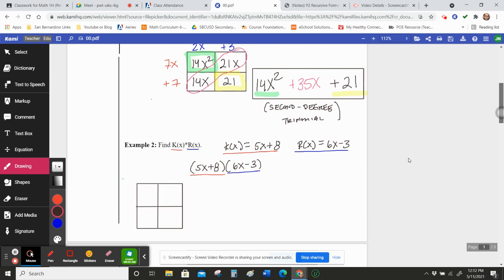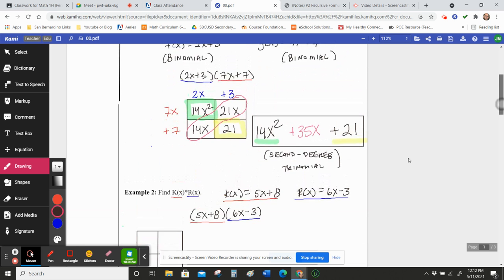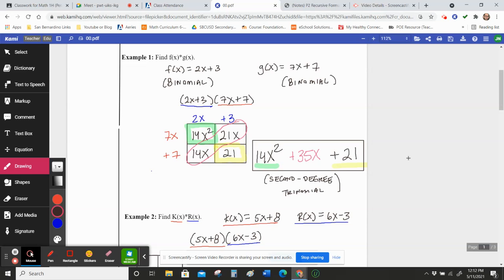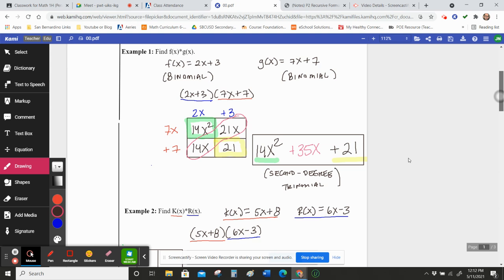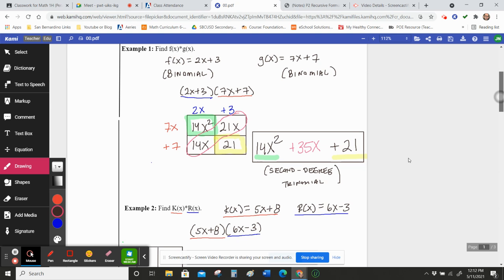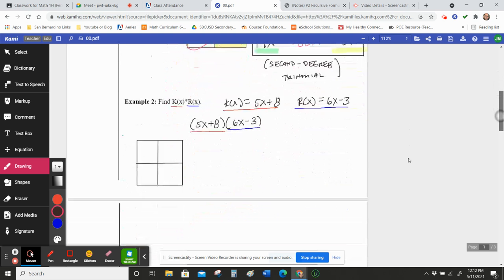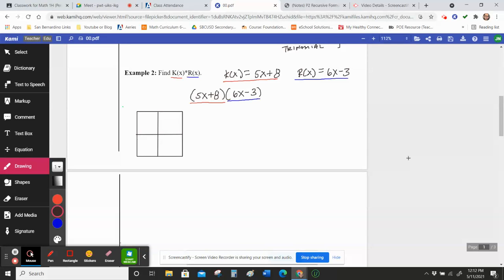It doesn't matter which one you write first on one side or which one you write on the other side. On the first example, I wrote 2x plus 3, the first one on top. And the second one, I wrote it on the left side. Let's switch it up on this one. It doesn't matter. You'll get the same answer, I promise. If you switch it up, let me write on the top one, I'm going to write the 6x minus 3 now.